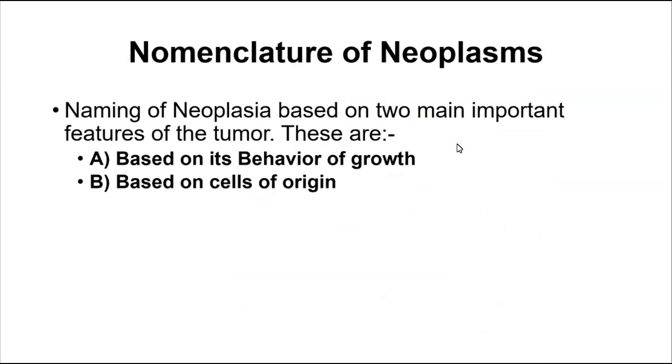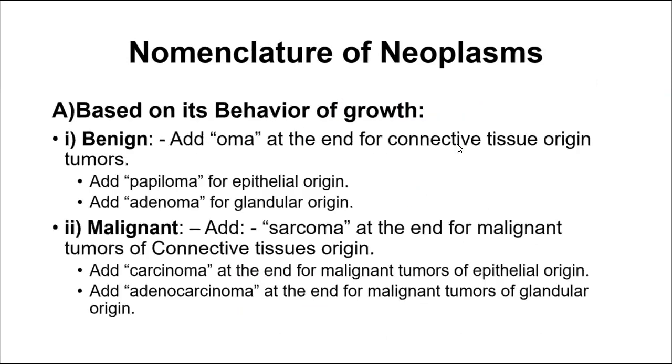So naming neoplasia is based on two main important features of the tumor. These are based on its behavior of growth or based on cell of origin. So kanina sinabi natin based on growth, it can be benign or malignant. Kung masasabi natin benign, usually kapag nomenclature, paano natin pinapangalanan yung tumor? For example, kung benign siya, usually it will end with an UMA. Add UMA at the end of connective tissue origin. For example, if epithelial siya, so papilloma, or if glandular siya, it will only be adenoma. That is a benign adenoma.